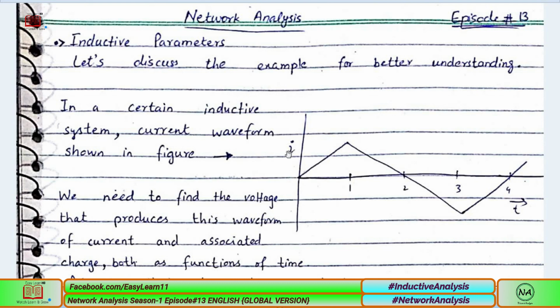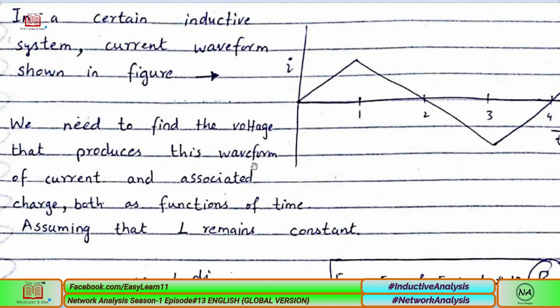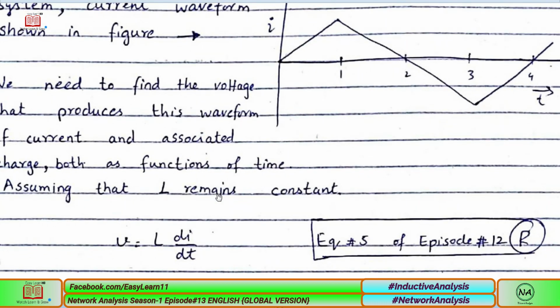First of all, the examiner will definitely provide us the basic parameters, that is, the current. The value of the current will be given. Then we can easily use these parameters to calculate what we need. So we need to find the voltage that provides this waveform of current and the associated charge, as a function of time, assuming that L remains constant. The first thing is that the inductance is constant, to make this case much easier.